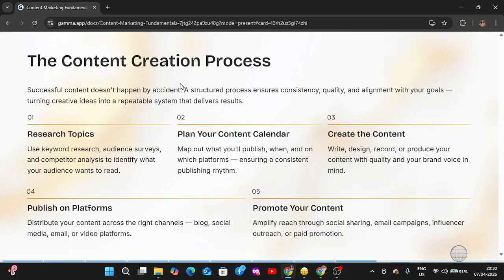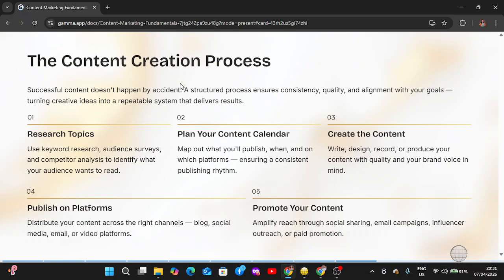Next thing is, what is the process in content creation? For you to be creating your content, the number one thing you need to know is that successful content doesn't just happen by accident. A structured process ensures consistency, quality, and alignment with your goals. Your goals are going to determine what kind of content you are trying to create, which turns creative ideas into repeatable systems that deliver results.